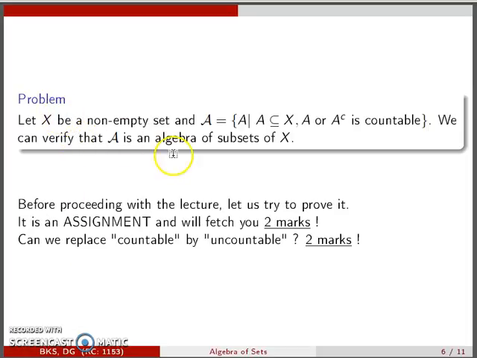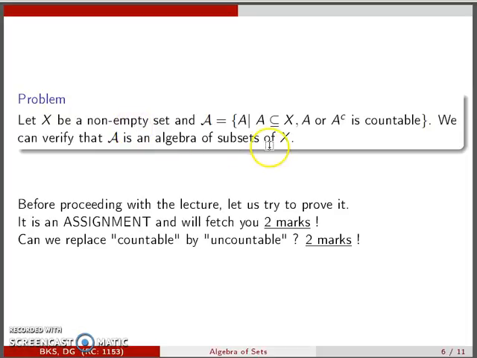Next, we replace finite by countable. Try to prove it as an assignment for you, and this will fetch you 2 marks. The interesting part is whether we can replace countability by uncountability. So consider X to be a non-empty set, which can be finite, countable, or uncountable, and see whether you have such a collection or not.